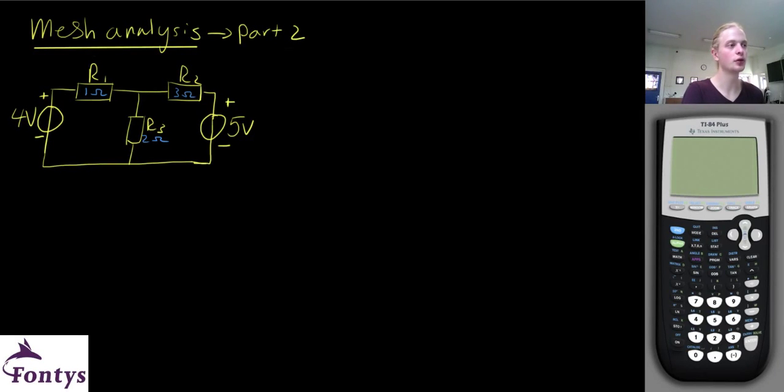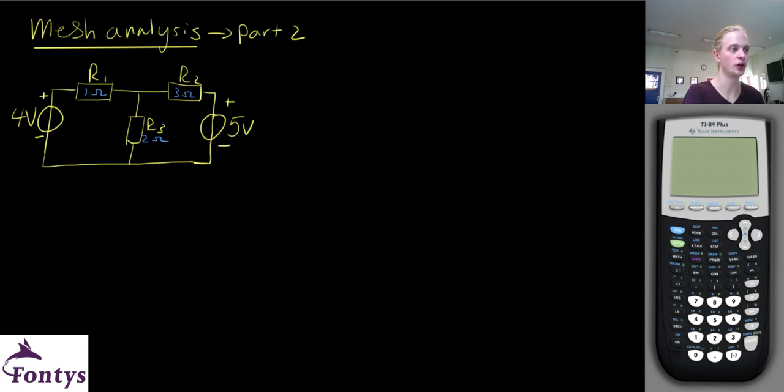Hi, today we're going to look a bit deeper into the mesh analysis. And to do so, we're going to analyze the following schematic. As you can see, there are two voltage sources, which is a bit more complicated than we've seen before. And we want to calculate all the currents flowing in this schematic.